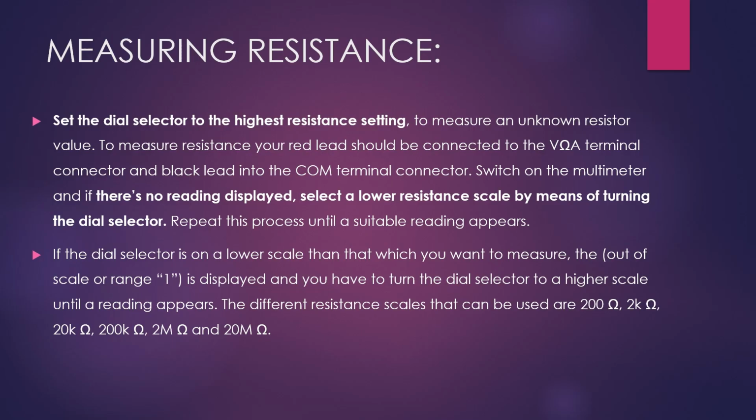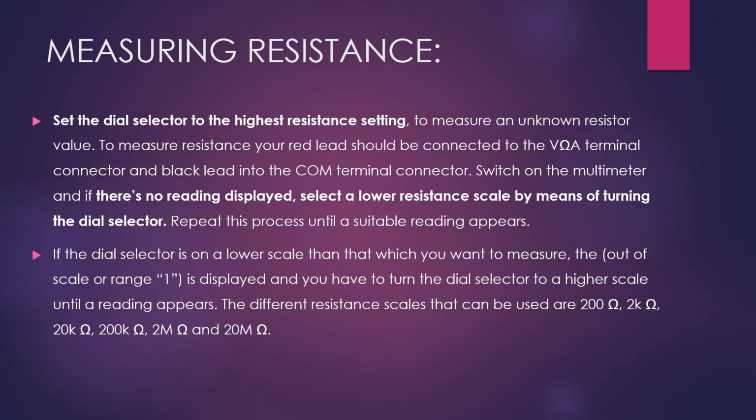Then from there, you take the red lead and put it on the volt-ohm terminal, and you take your black lead and put it on COM. From there, you put the other ends of the leads across the resistor. If you switch on the multimeter and there's no reading displayed, then you select a lower resistance scale by turning your dial selector to a lower scale.